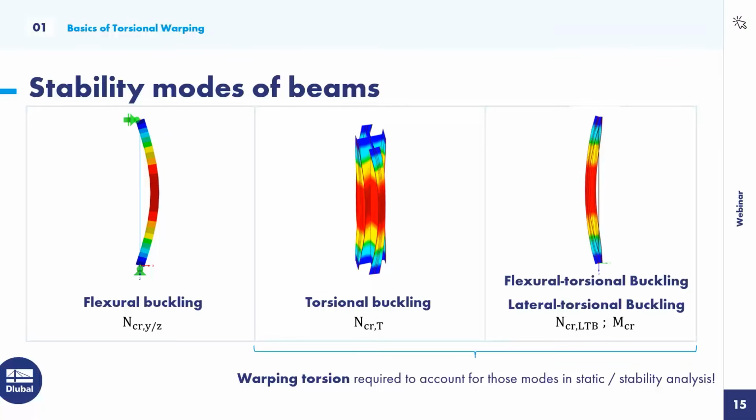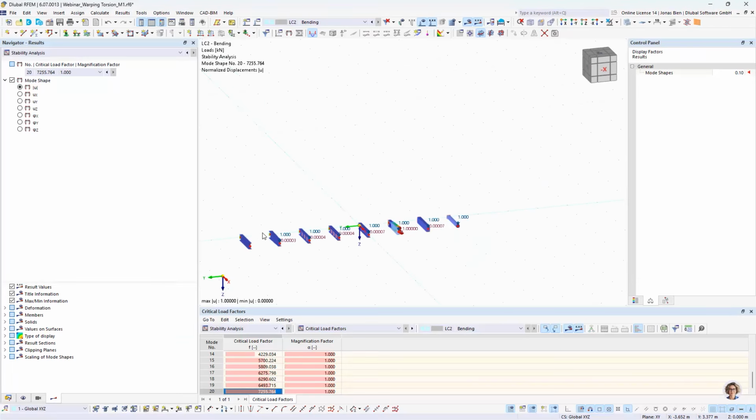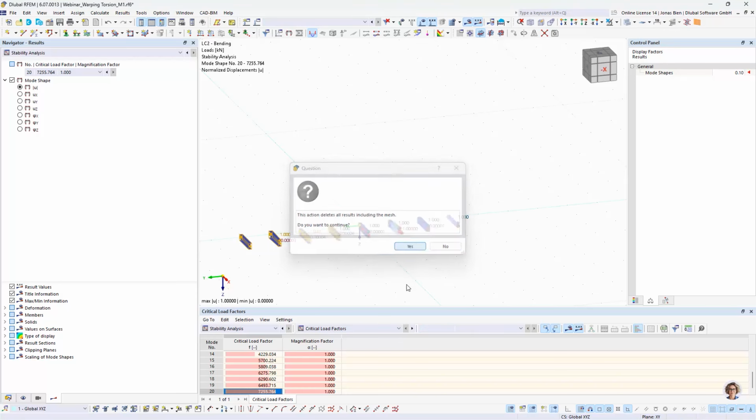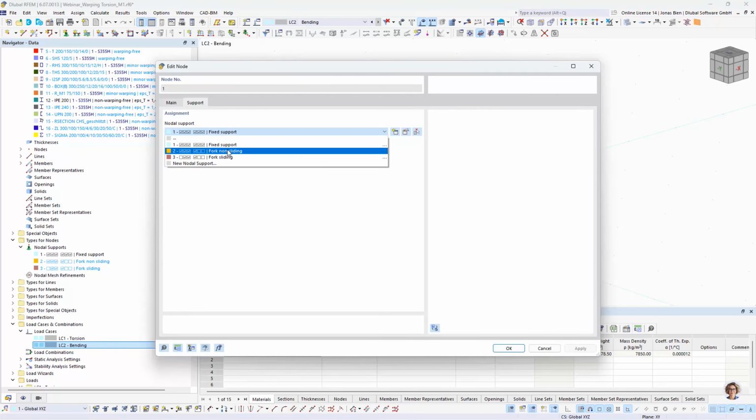So in the second example, I want to model a single span beam with a uniform vertical and horizontal load. So let's do that. We go back to the program. I will delete most of the members here, and then we can just take this member and transform it to a single span beam.